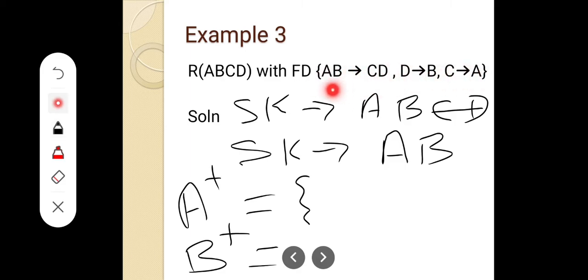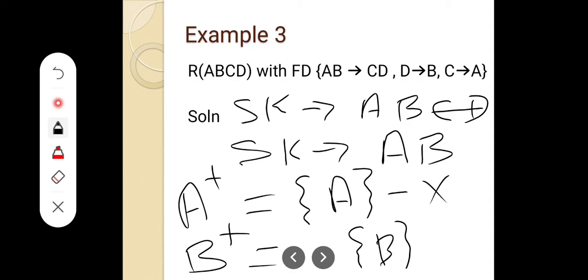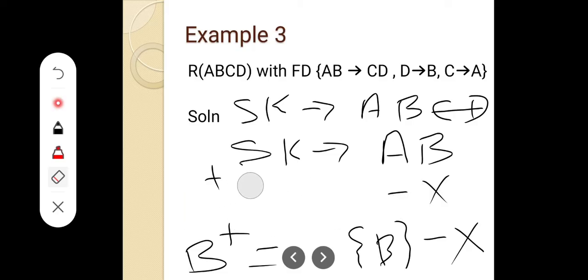A closure, what is the answer? First value is A itself. Is anything starting with A? No, nothing is starting with A. So only A is here. Now what about B closure? Is anything starting with B? No, nothing is starting with B. So the only value is B. So A and B are not super keys. The subsets are not super keys. Clear?